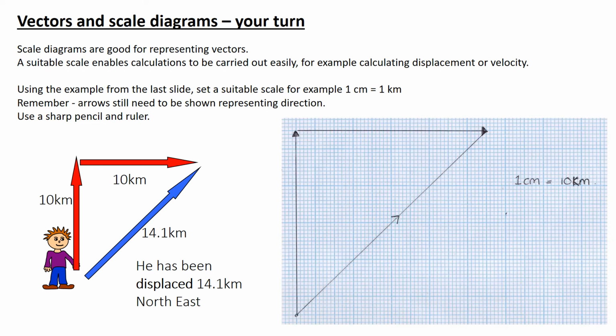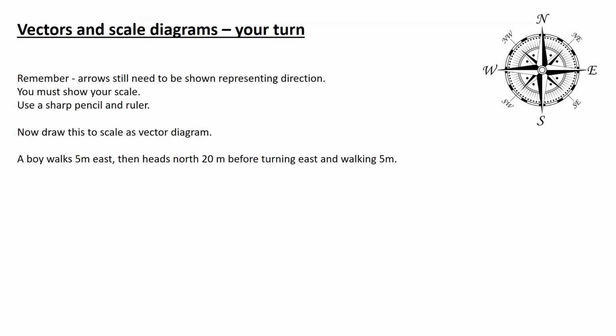So here we are. This is what my man looks like on graph paper. My scale is 1 centimetre equals 10 kilometres. So you're now going to have a go. Remember, arrows need to be shown in the representing direction. You need to make sure that you put an arrow on each one, use a nice sharp pencil, and you're going to draw this as a scale vector diagram, not a scalar diagram, but a vector diagram.